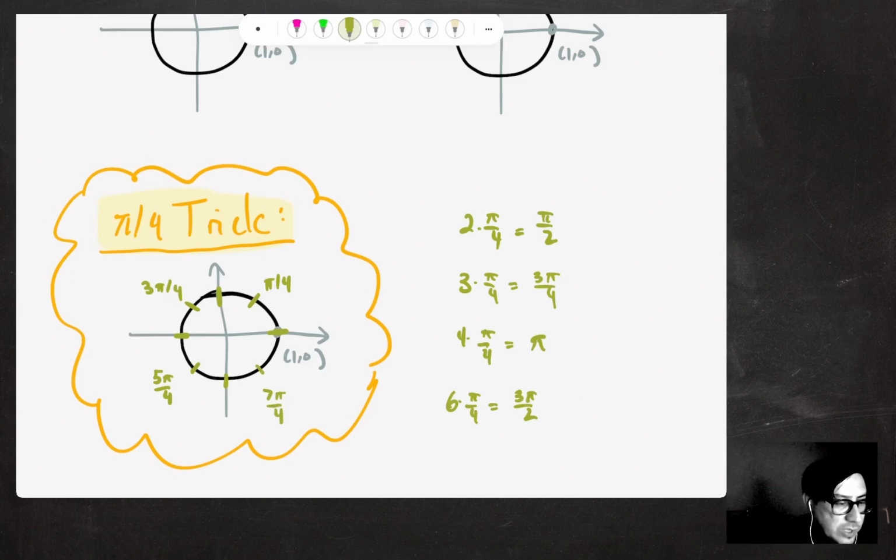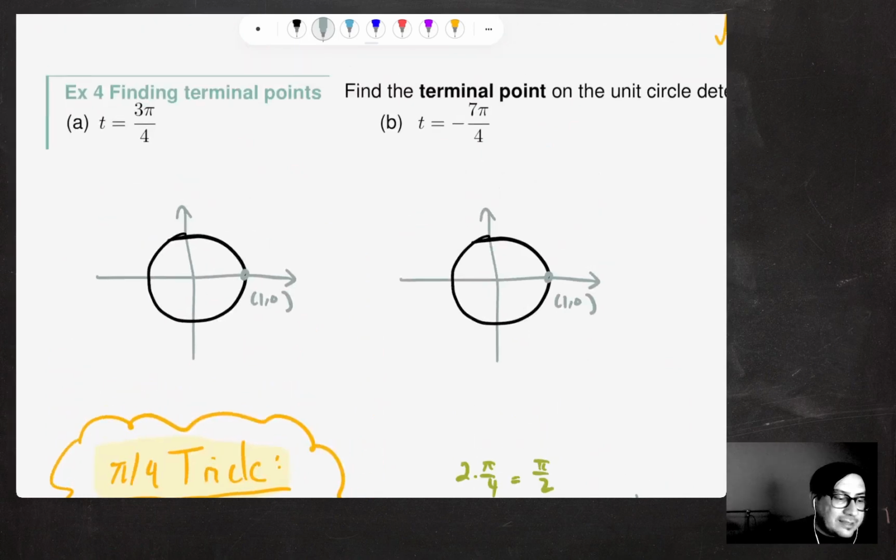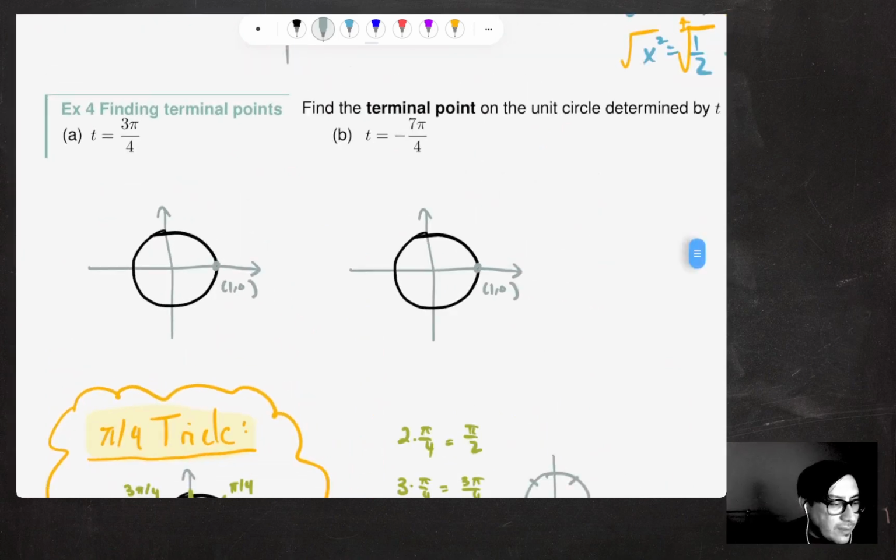So one more time, what is the pi over 4 trick? It's really this. If I start with a quick little sketch of a unit circle, I just basically do these markings, and then I count. So I count 1 pi over 4, 2 pi over 4, 3 pi over 4, 4, 5, 6, 7, 8 pi over 4. And notice that the very last one, 8 pi over 4, is the same as 2 pi. So it's one of these handy things that as you get practice, you can get pretty fast at graphing.